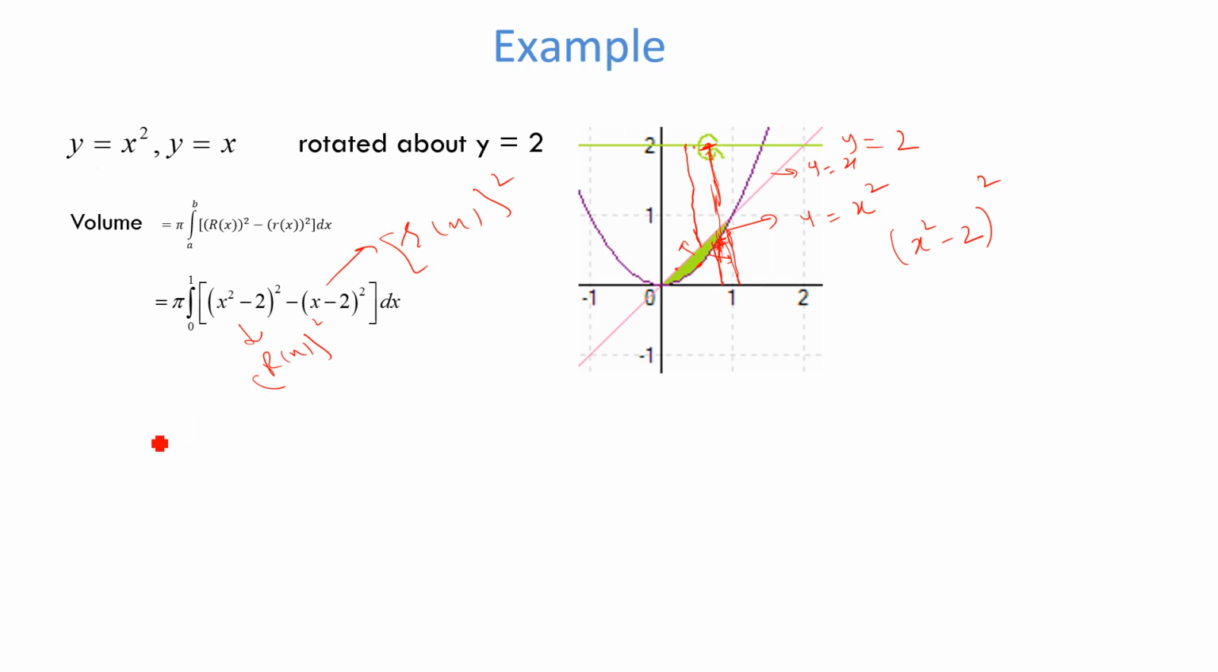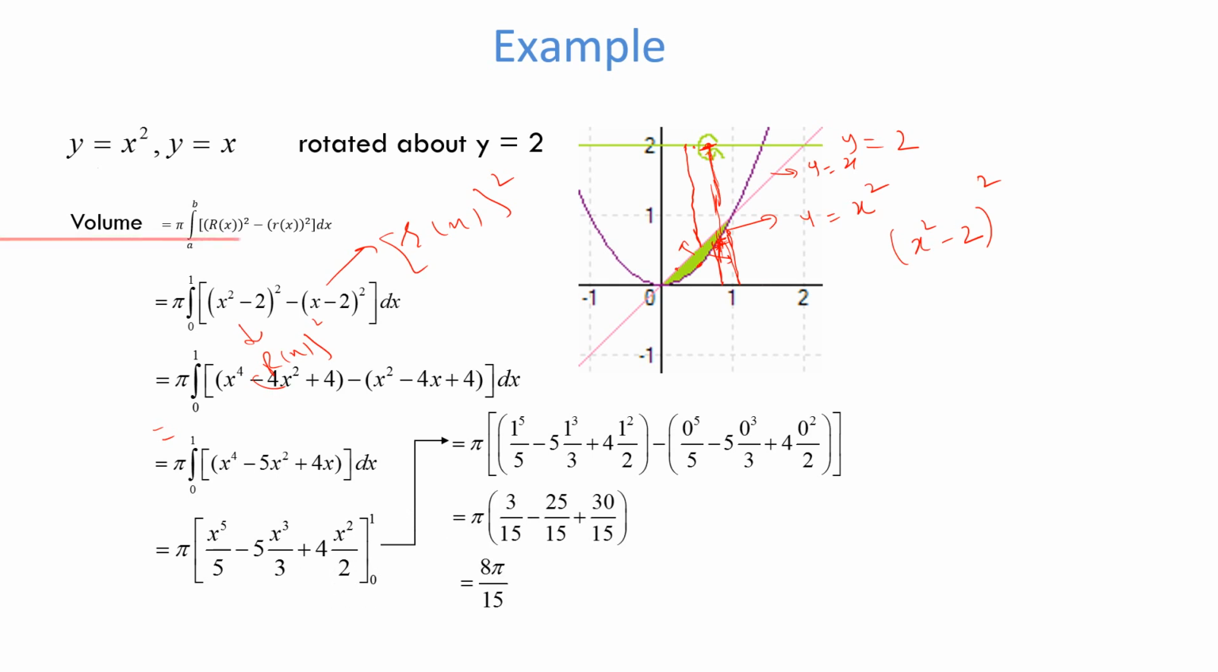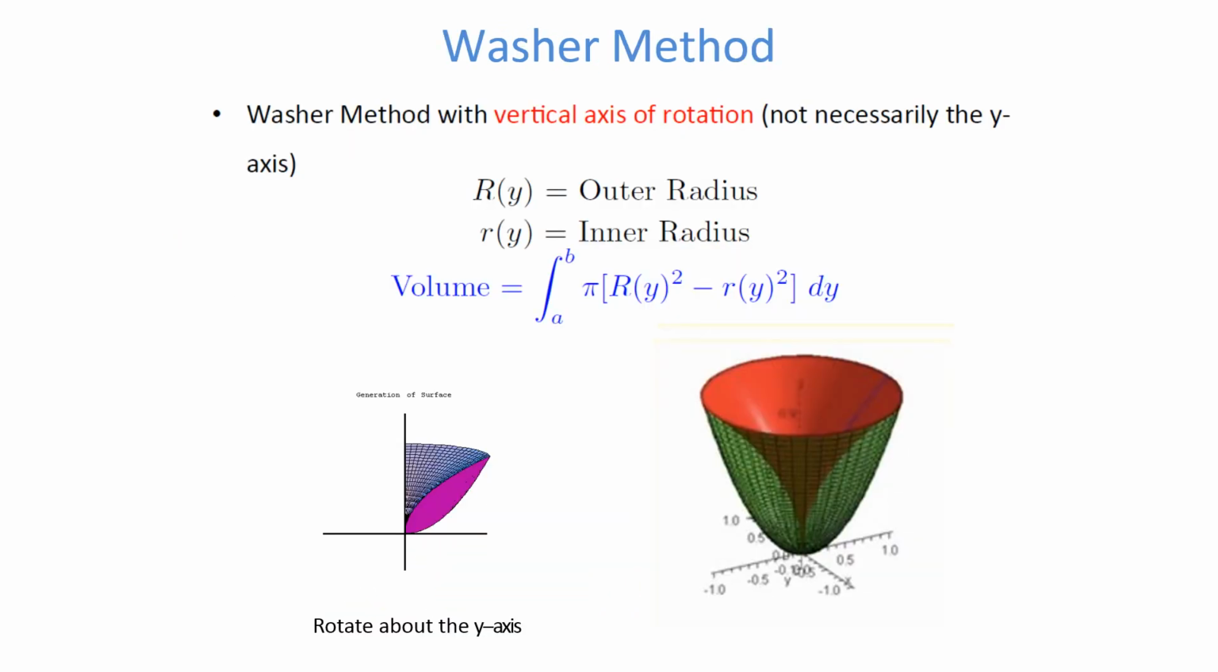And this is equal to, now the rest is a matter of calculation, and you can do it very well. So the volume is 8 pi over 15. Okay, now the Washer method with a vertical axis of rotation. In this case, it is a similar situation to when we were discussing the method of cross sections or method of slicing.